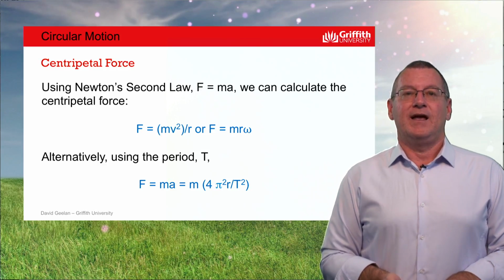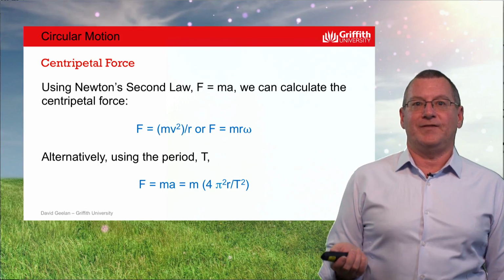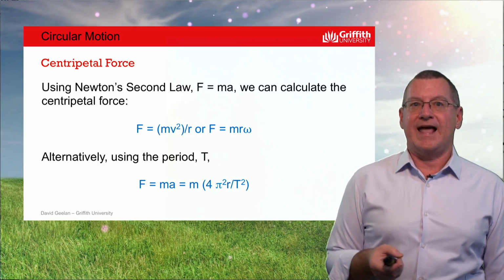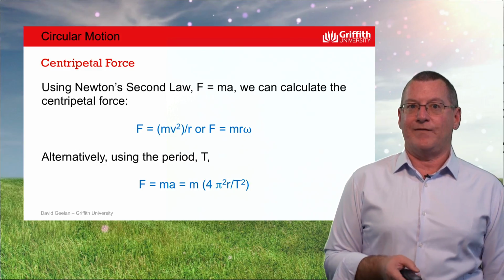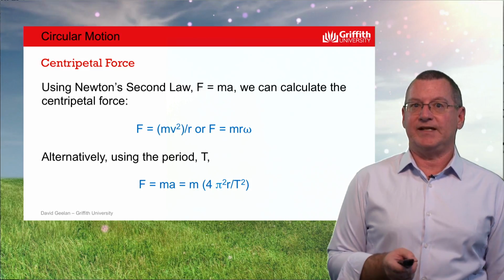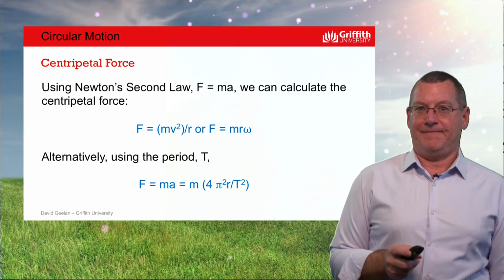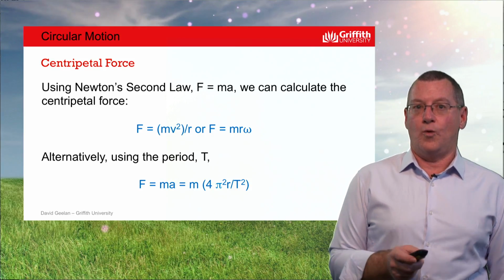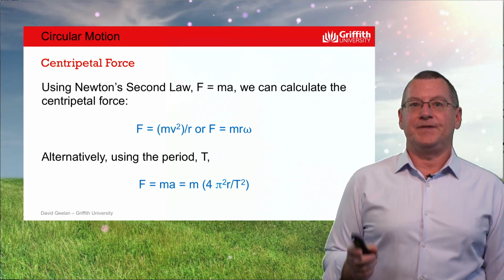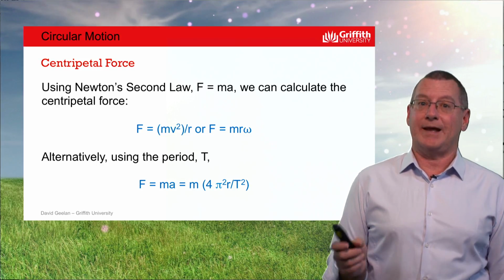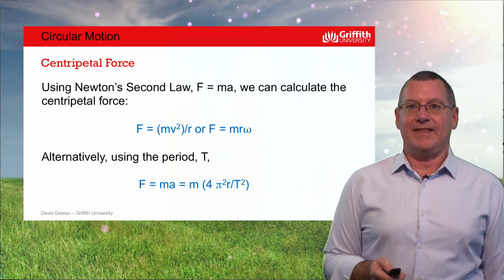It's kind of cool. So we can use Newton's second law, F equals ma, and we've got a couple of expressions for what a might be. So we've got a equals v squared over r. If we substitute v squared over r in for a, we get F equals m v squared over r. Or we've got a equals r omega squared, so F equals m r omega squared. Or we've got the one using the period: F equals ma again, F equals m times 4 pi squared r over T squared. So we've got a number of ways of calculating that centripetal force.